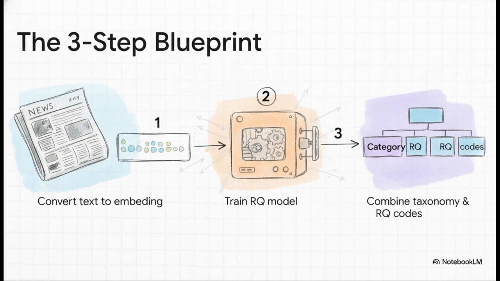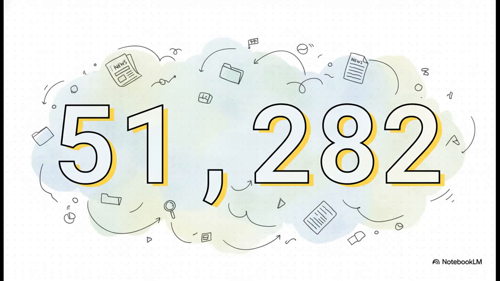Second, we train our quantizer. We feed all those vectors into our RQ model so it can learn the best possible codebooks for our specific data. And third, we just put it all together. We take the metadata we already have, like category, and tack on our new RQ codes to create the final ID.